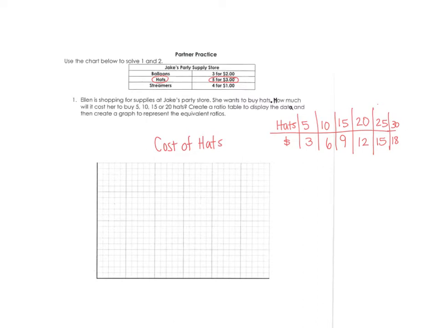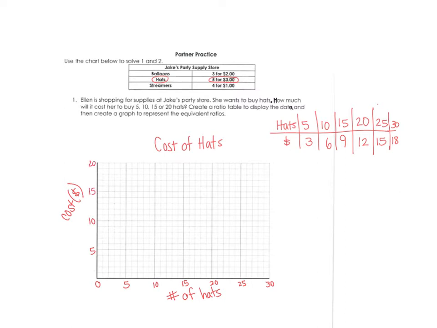I need to put a label down here on my x-axis. So maybe we'll do the number of hats. And over here on the side, we'll put the cost in dollars. Okay, so looks to me like this is in units 1, 2, 3, 4. So 0 would start here. We'll make this 5, 10, 15, 20, 25, 30. Okay, and over here on the side, we can count by 5, 10, 15, 20 as well.